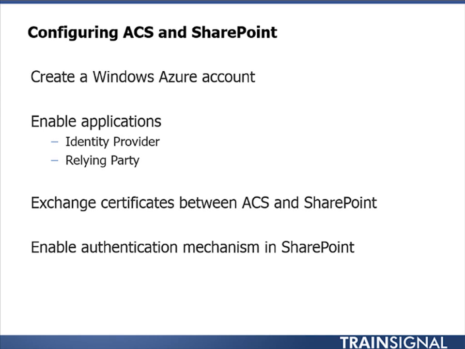So those are the basic steps: our Windows Azure account, set up the application inside of Windows Azure, upload our certificate, and then go back to SharePoint, enable this, and tell SharePoint where Windows Azure is.